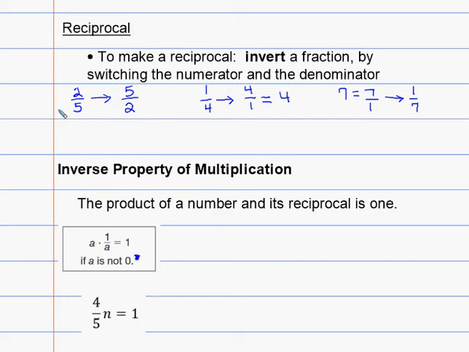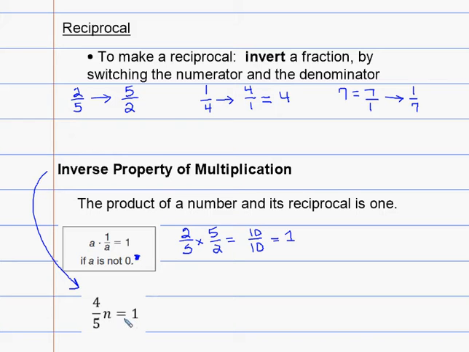So let's take a look at multiplying some of these examples we used just above. If I take 2/5 times its reciprocal, I'd get 5 times 2 is 10, and 5 times 2 is 10, and 10 divided by 10 is 1. Down here, this is another type of problem the book is going to ask you to do. It's finding the missing number, but here's where you use the inverse property. 4/5 times a number is going to equal 1.